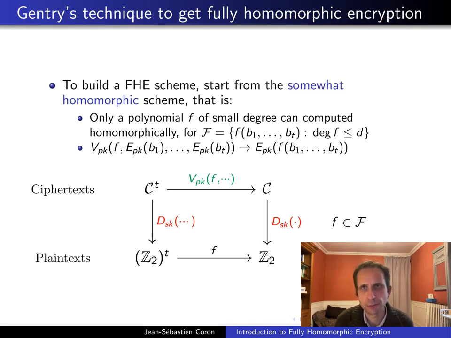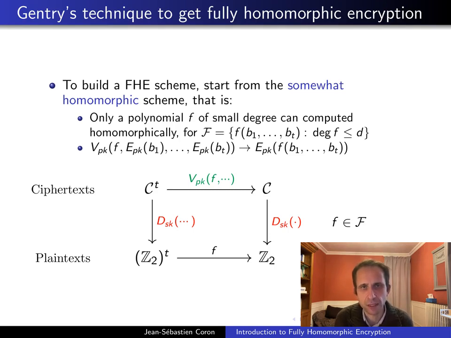And so we have seen that we can only compute a limited number of multiplications on ciphertext. So this means that the degree of the polynomial f that we can evaluate homomorphically is limited. It must be smaller than some value d. So if we have t bits as input, we can compute any multivariate polynomial in the bits of this input, but the degree of this polynomial must be smaller than d. So we can combine at most d bits at a time, and not more.